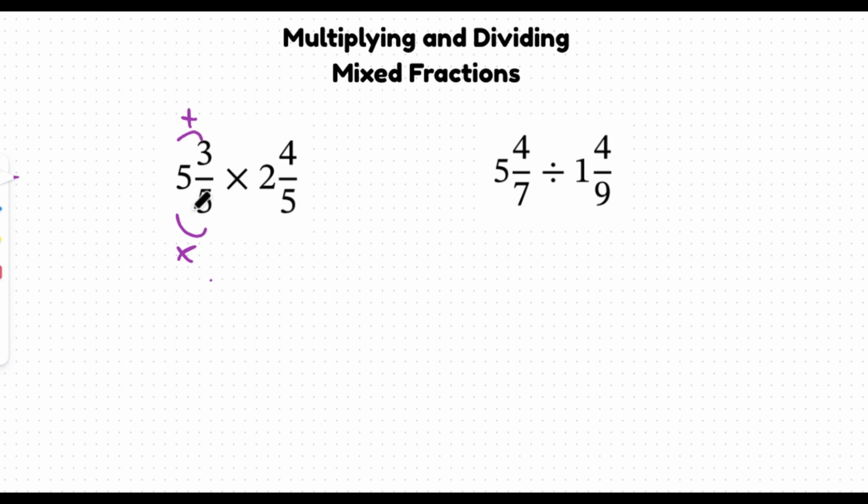So 5 times 5 is 25. 25 plus 3 is 28. Write 28 there over 5. Times. Same here, smiley face, sad face, times and plus. 5 times 2 is 10. 10 plus 4 is 14. 14 over 5.